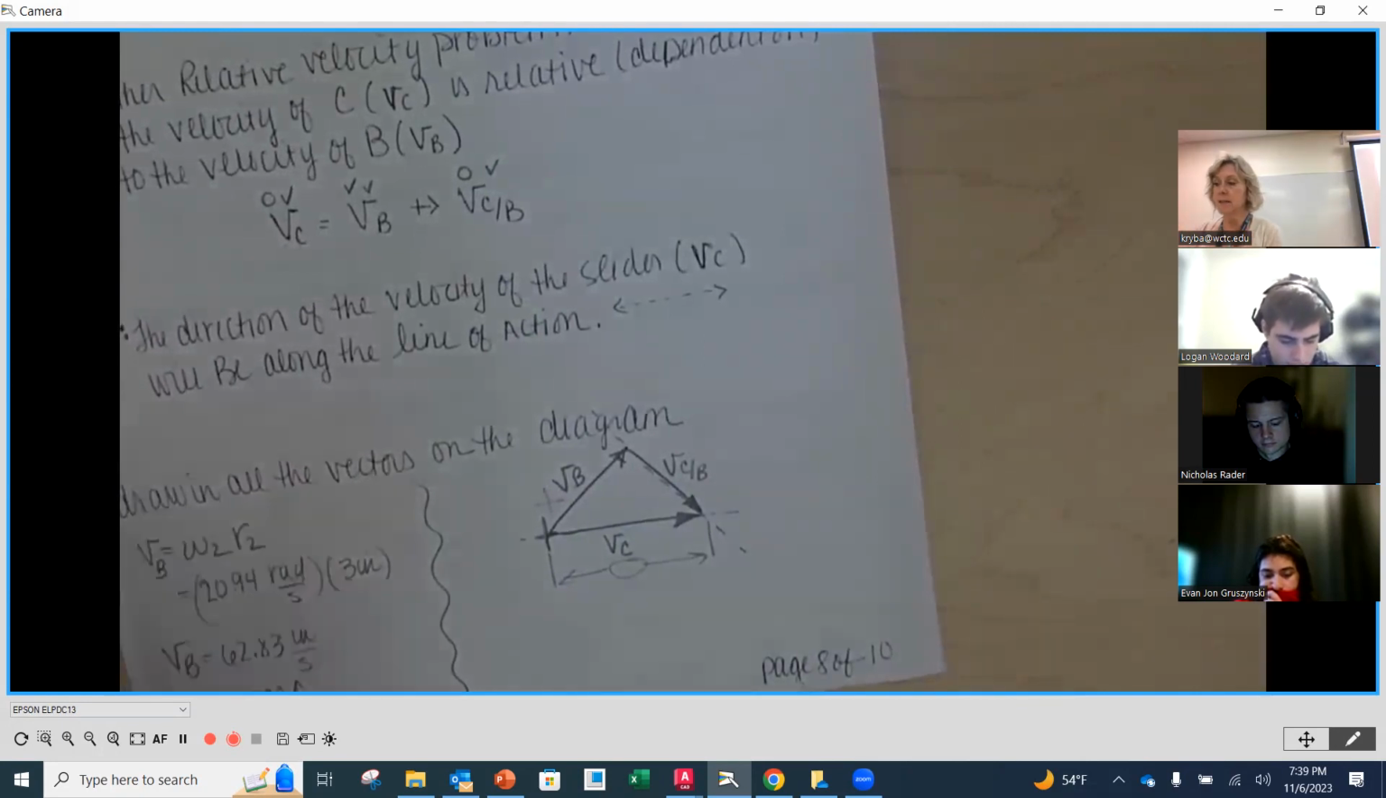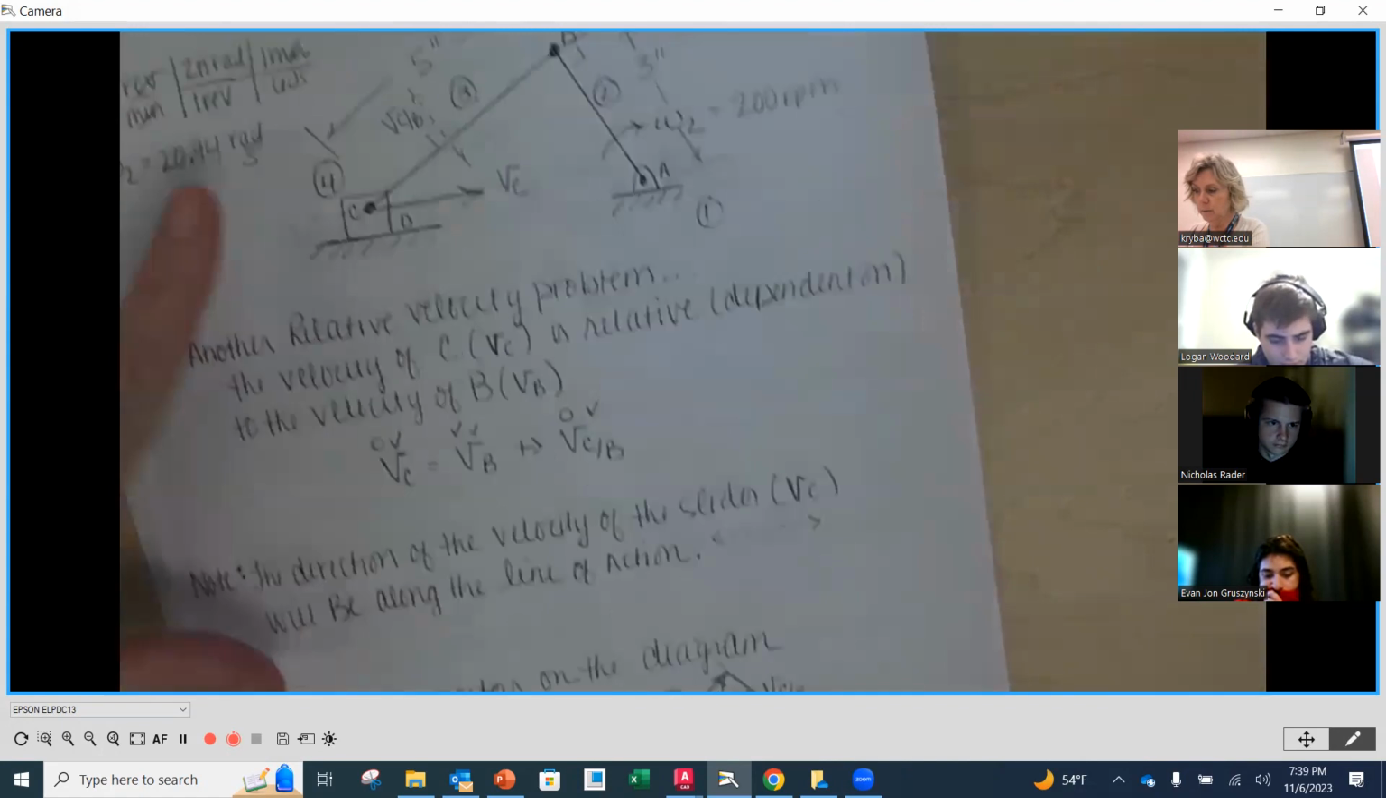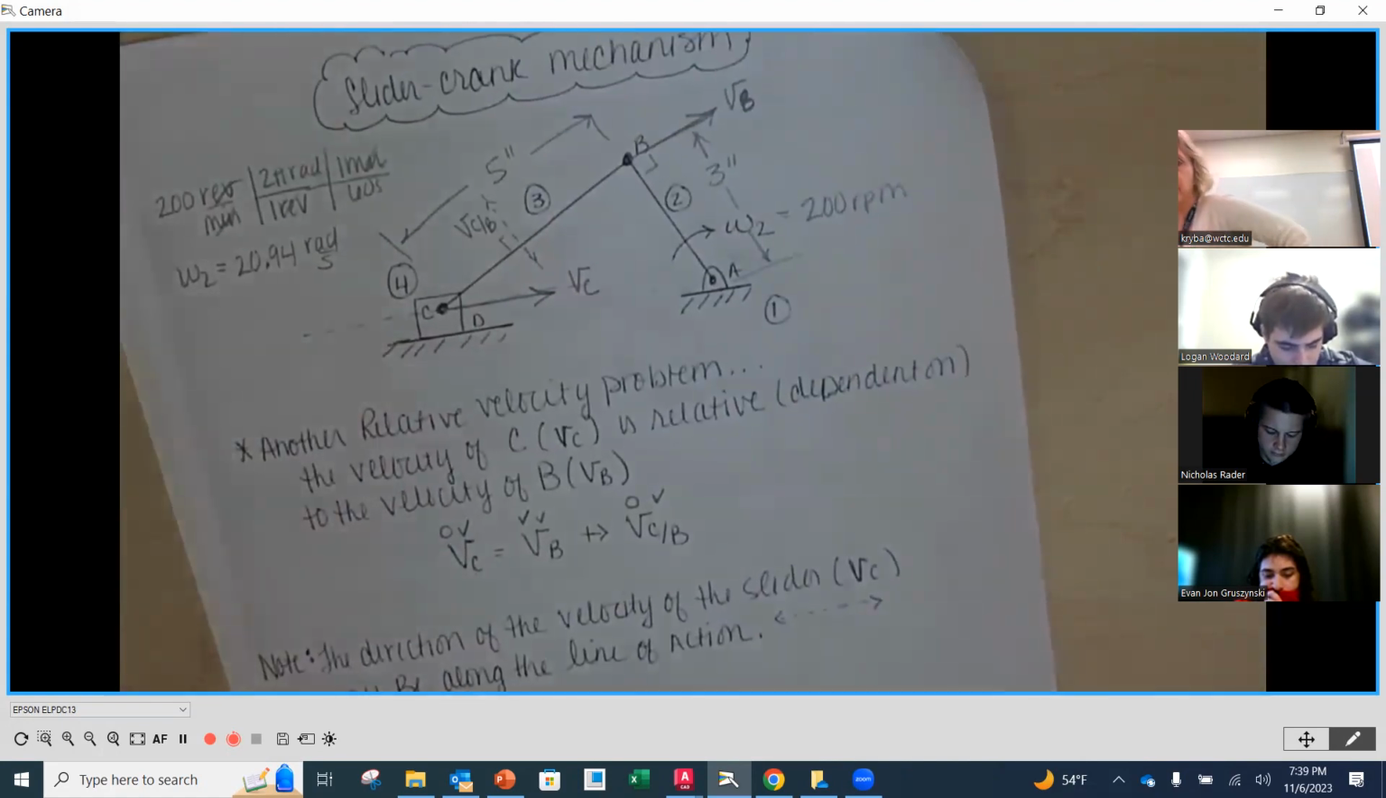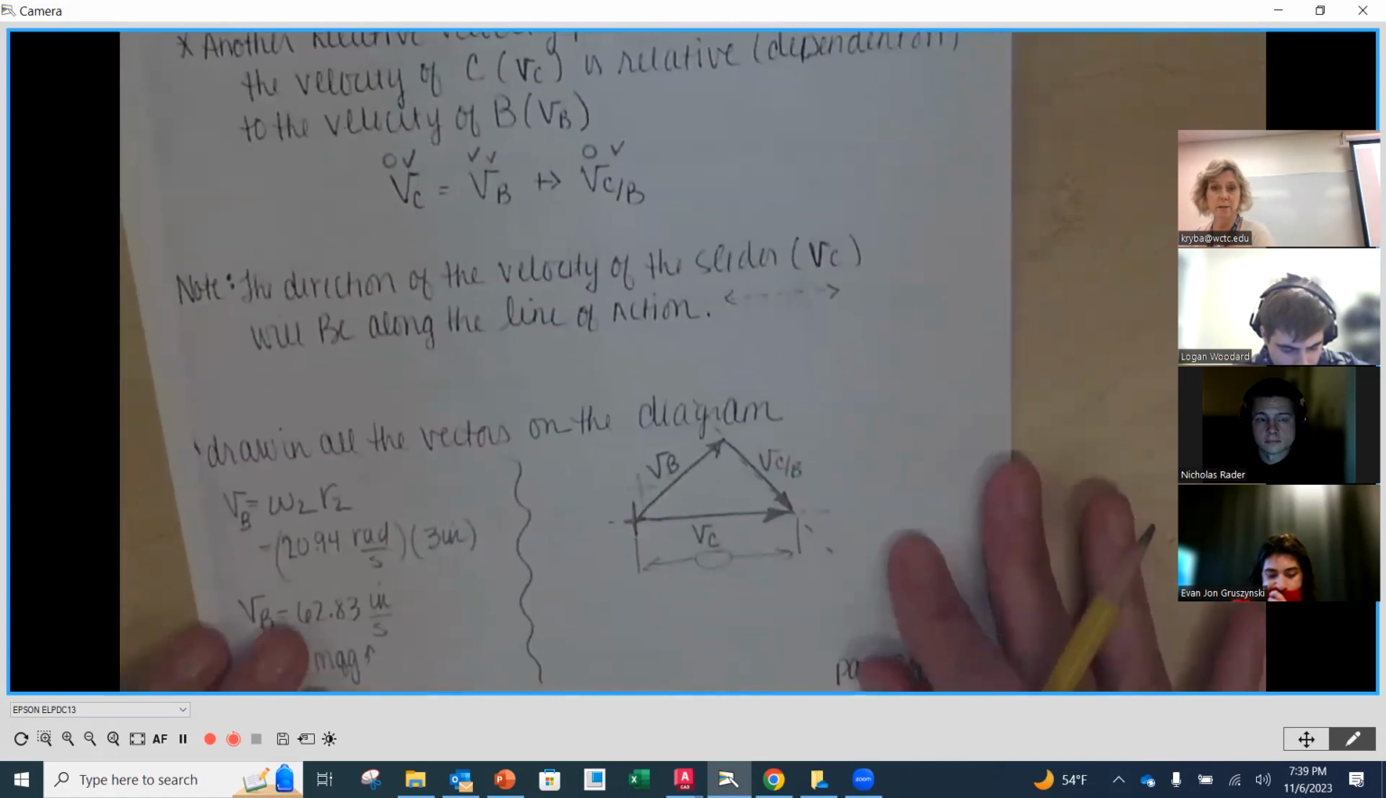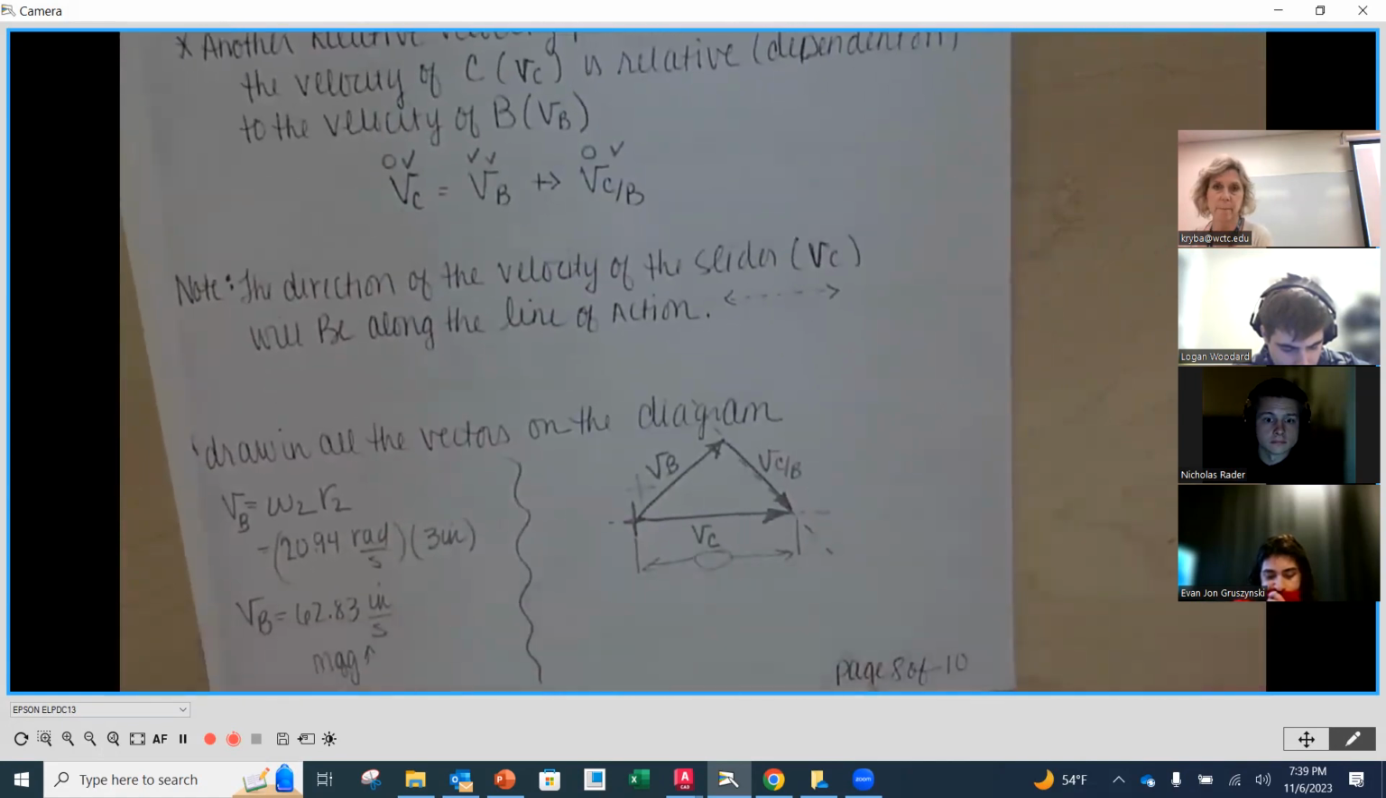Now, because this is a slider, we just wanted to know how fast and in what direction that slider was going at this instant in time. We're done. C does not rotate, so we're not going to be worried about an angular velocity for point C. It's only going in a straight line velocity to the right at whatever we would measure in our vector diagram.